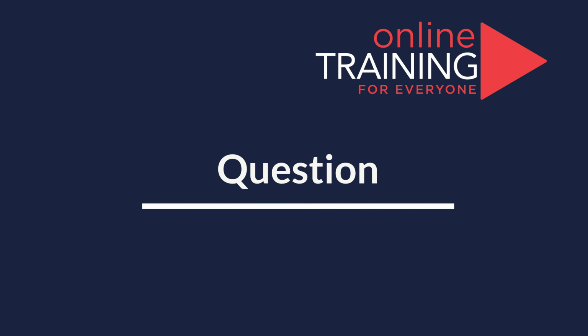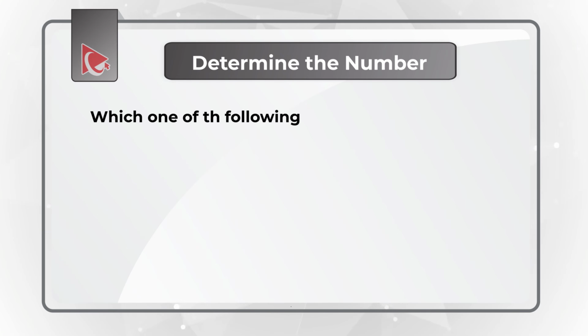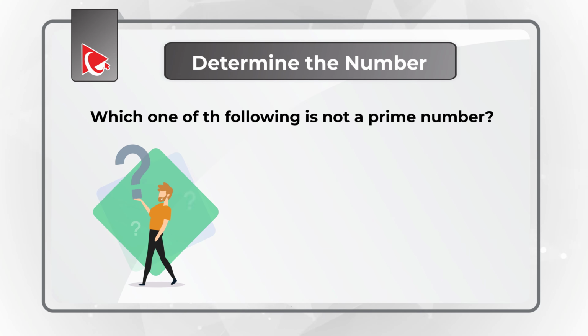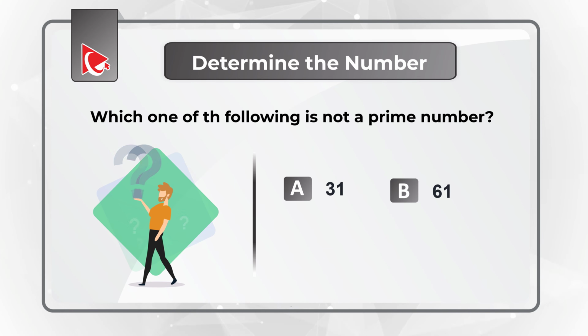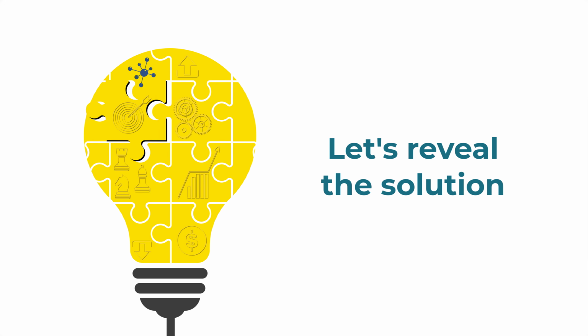Here's an interesting question where you are presented with a set of numbers, and you need to determine which number is not a prime number. You have 4 different choices. Choice A, 31. Choice B, 61. Choice C, 71. And choice D, 91. Give yourself a little bit of time, maybe recall the definition of prime numbers, and see if you can come up with the solution.